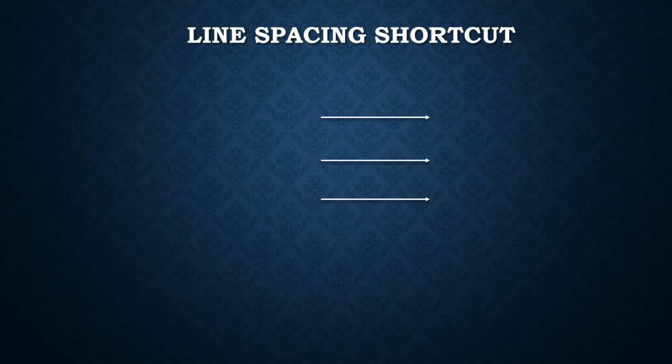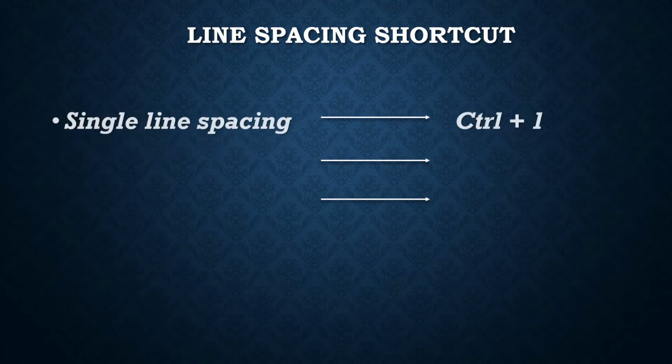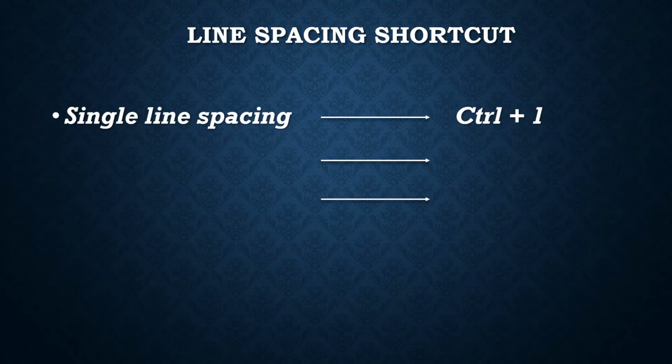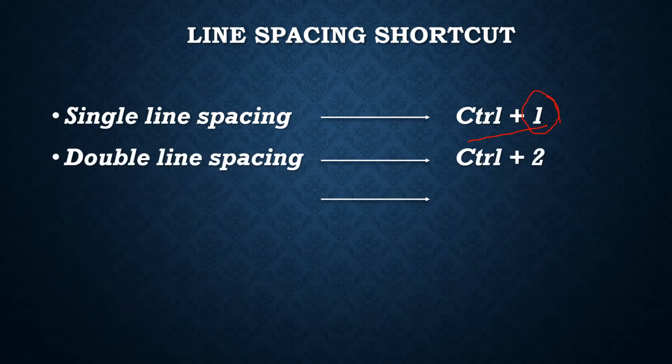First you have to select the paragraph, and then for single line spacing you have to click Ctrl plus 1. For single line spacing, what's the keyboard shortcut used? Ctrl plus 1. Single line spacing. For double line spacing you can use Ctrl plus 2. What's the keyboard shortcut for double line spacing?